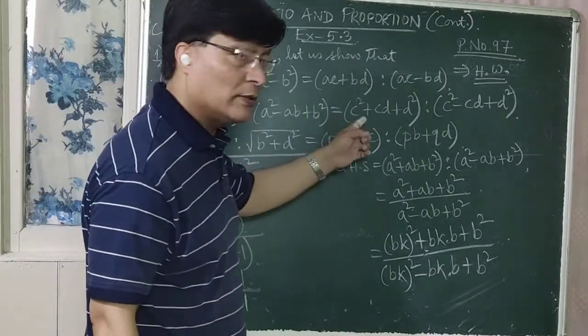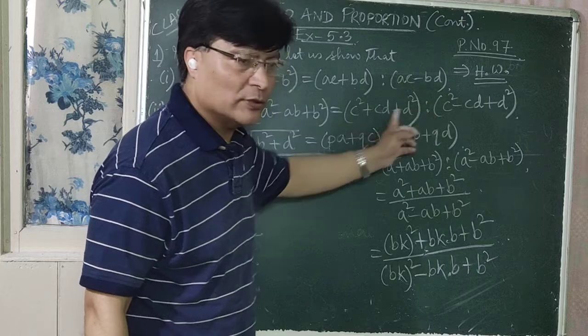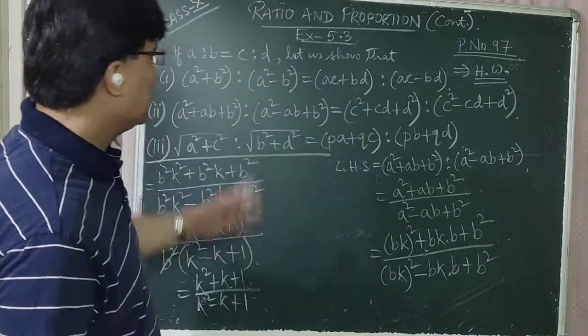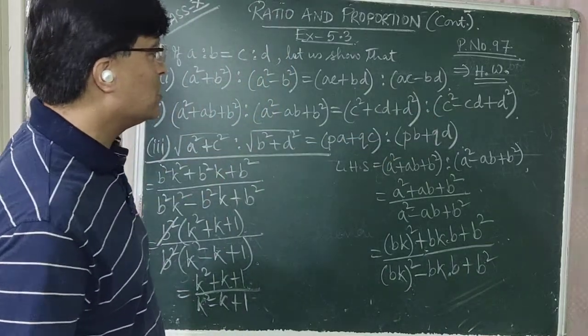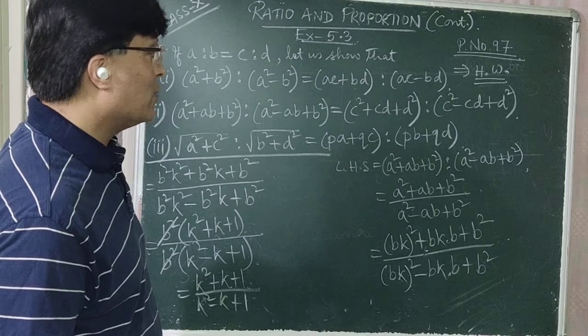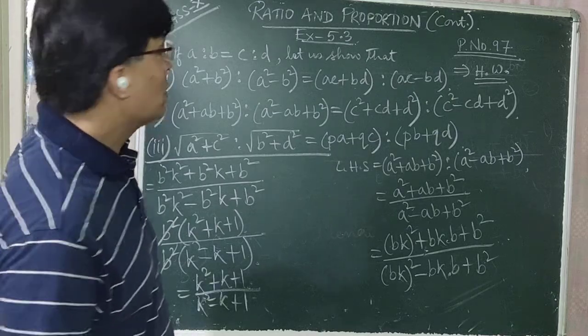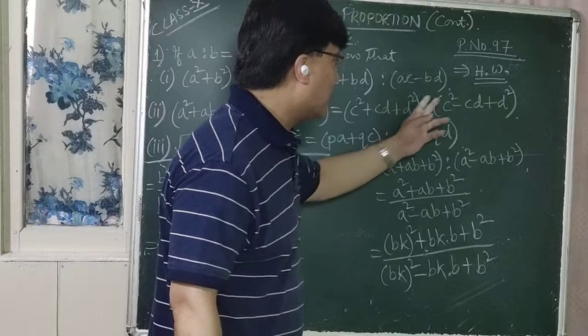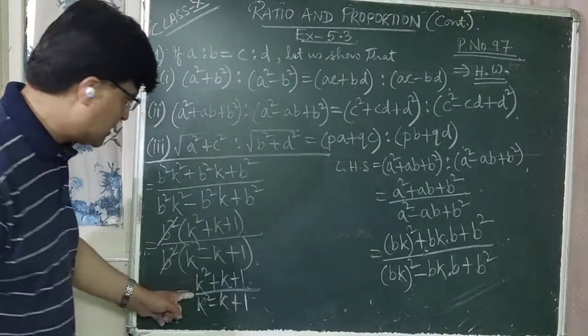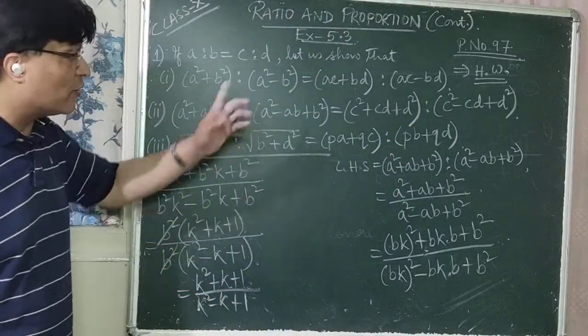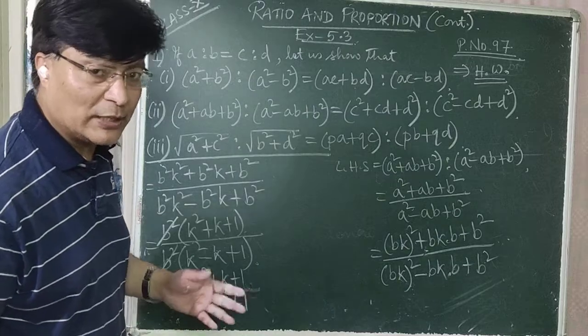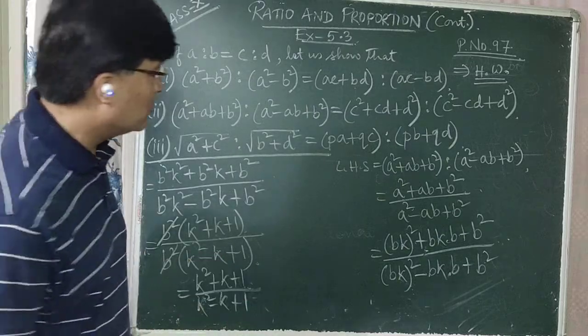Now you should find out the value for the right hand side also. What is the right hand side here? It is C square plus CD plus D square is to C square minus CD plus D square. So here also you should get the value of the right hand side. Again, the same term. You should get the same term for the right hand side also. Then only you can prove LHS is equal to RHS.